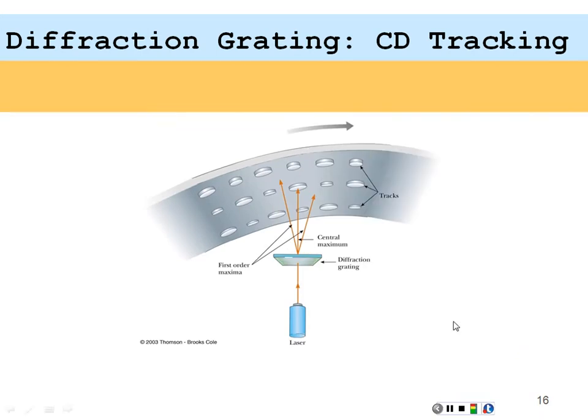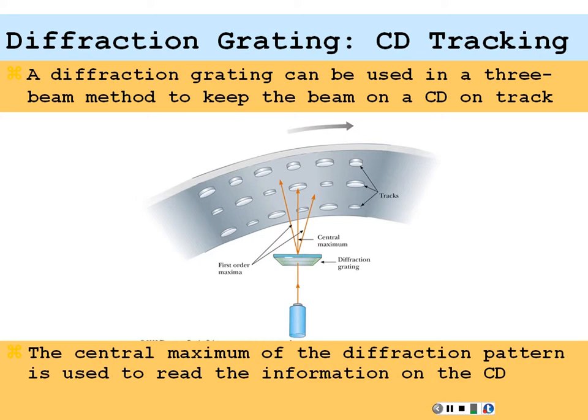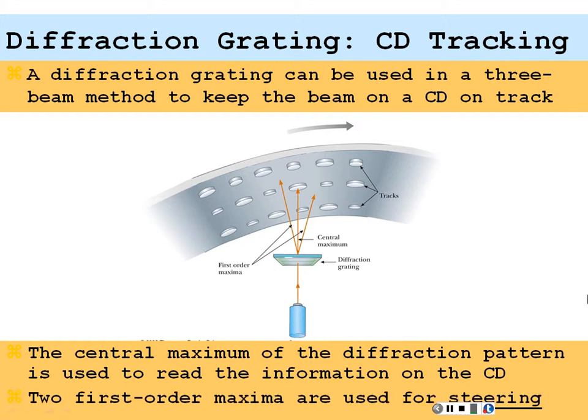Here's an application for this. A diffraction grating can be used in a 3-beam method to keep a beam on a CD, or DVD for that matter, on track. The first beam, the central maximum, is used to read the data on your CD, and the maxima on either side can be used for tracking. If the beam goes off track and hits a maximum on either side, it can be readjusted and put back on track. So it's used for steering your laser to maintain its position.